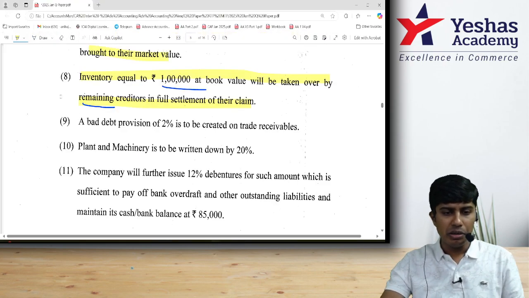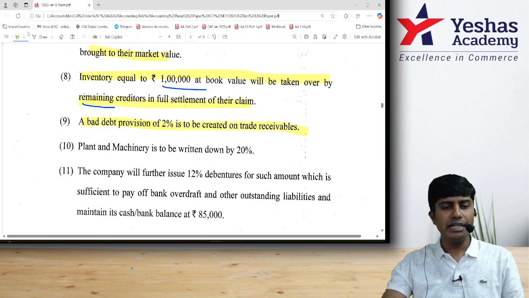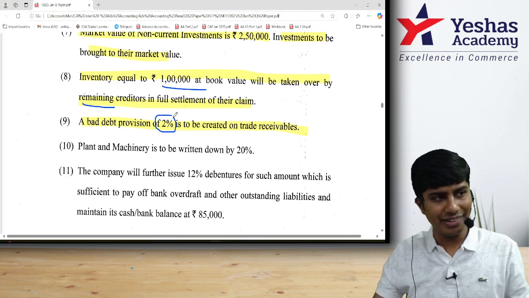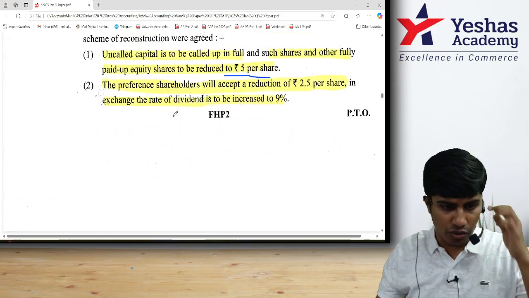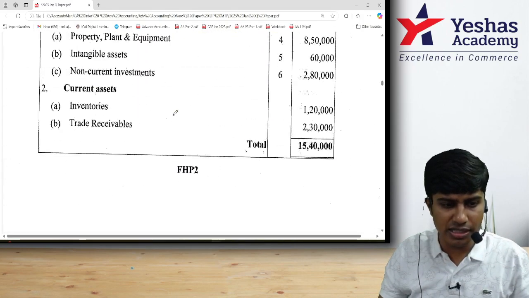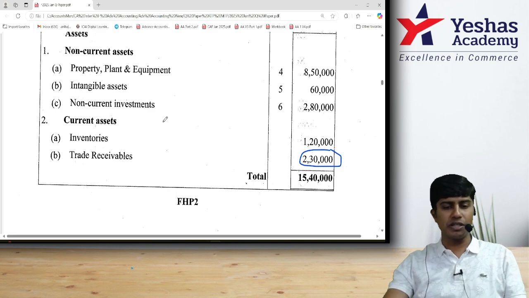Then the ninth one. Bad debts provision of 2% is to be created on trade receivables. Let's see how much our trade receivables are. On that, 2% will be created, not by debiting P&L, which is usually done. In this case, we'll debit capital reduction. Very good. Come on here. How much are our trade receivables? It is 2,30,000. On 2,30,000, compute 2%.